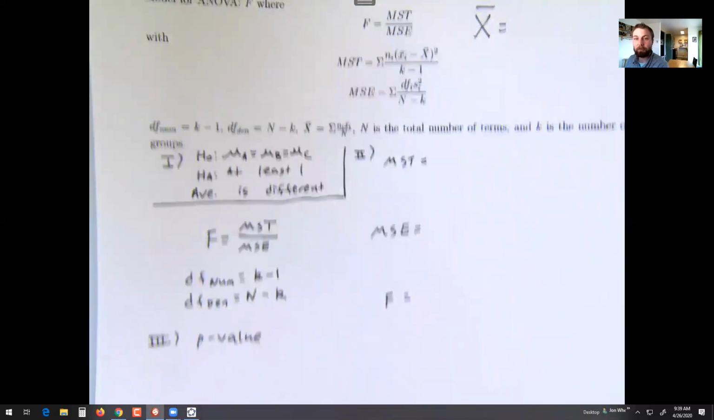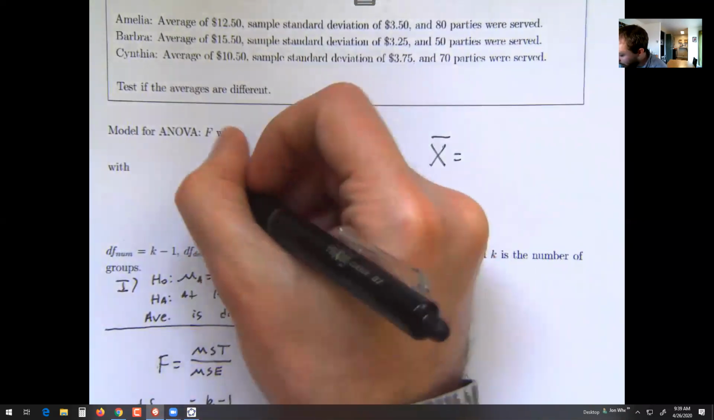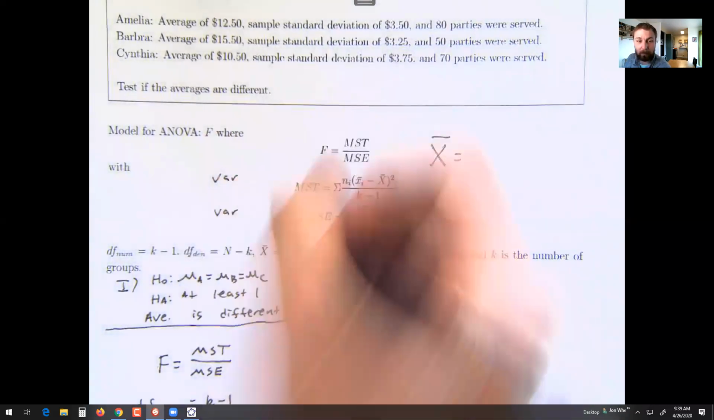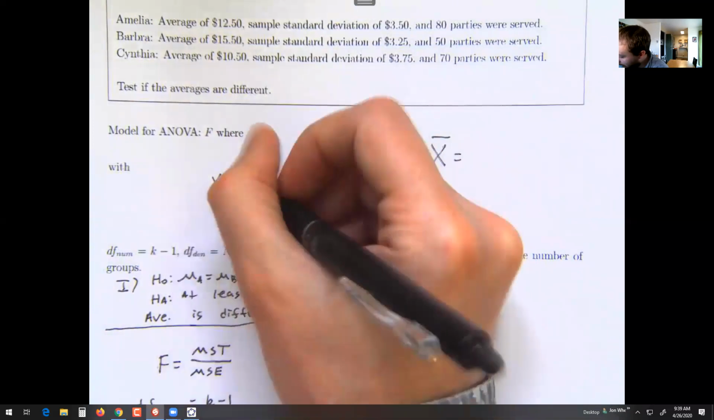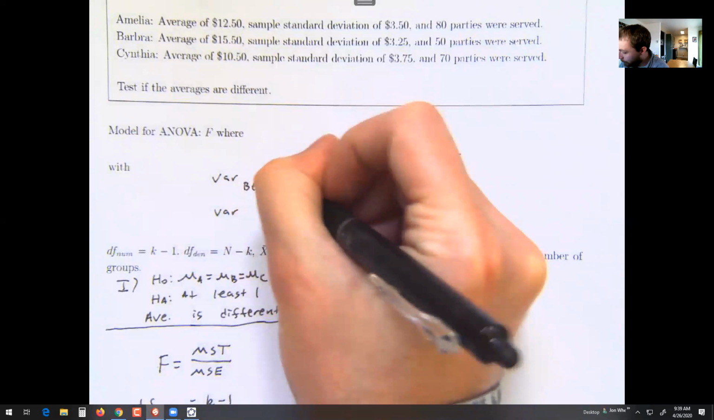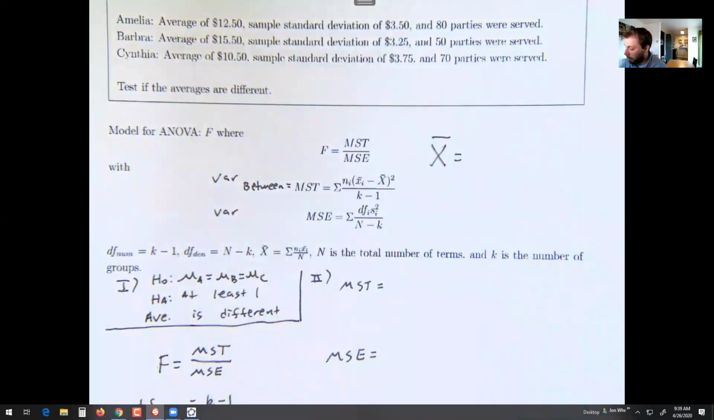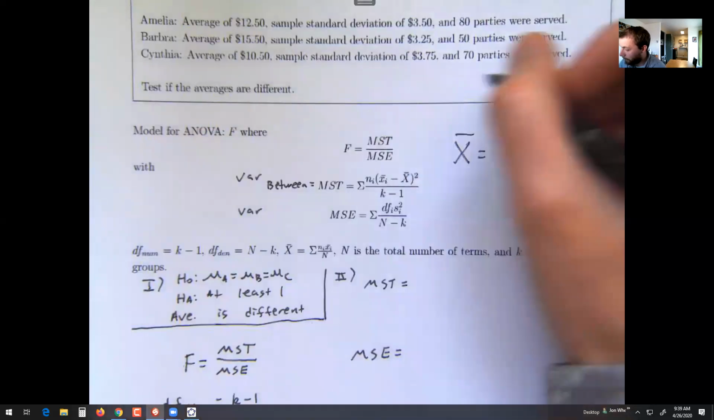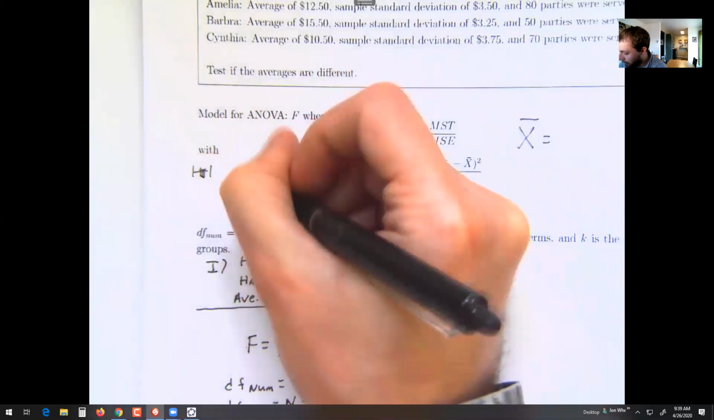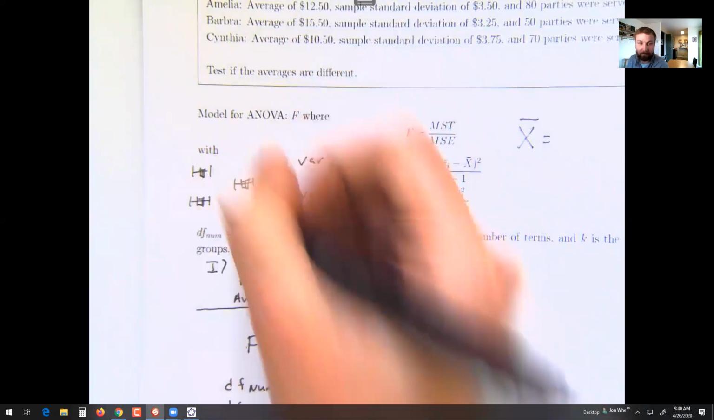So let me talk about the 2 types of variation that we're comparing. We're comparing variation within our groups and variation between the groups. So the variation between groups compares the averages to some overall average. What this is doing, just as a rough picture here on the side, is suppose I have all of these groups and I'm imagining that I made box plots for Amelia, Barbara, and Cynthia.